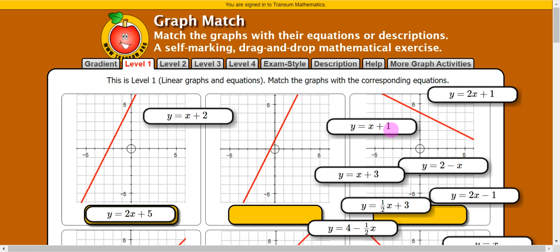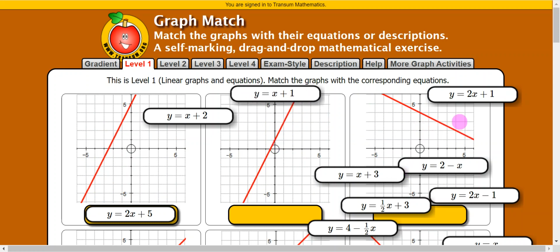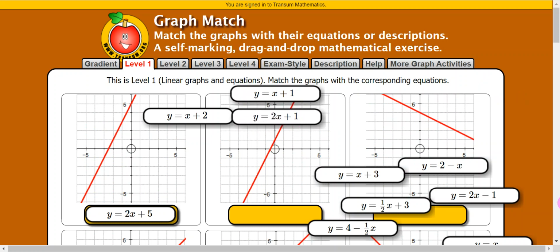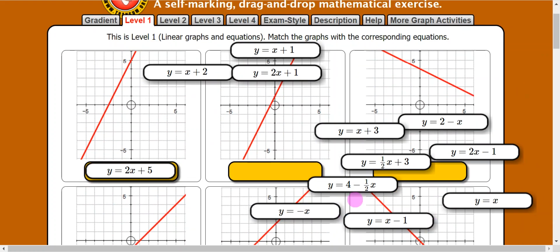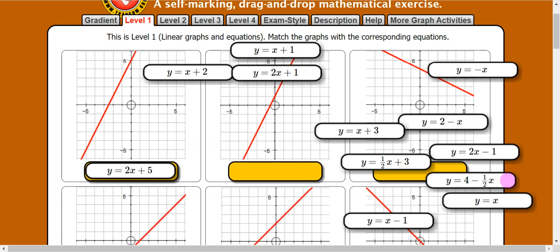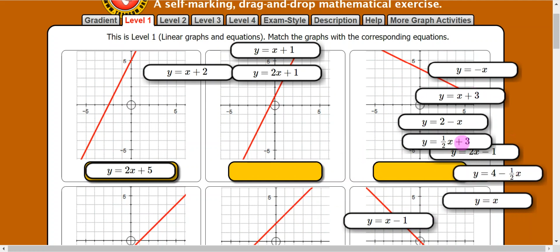Right, this next one is another positive. It crosses at 1, therefore my options are x plus 1, 2x plus 1, nothing else. Okay, no, none of the others.